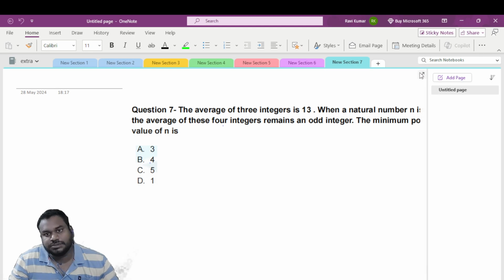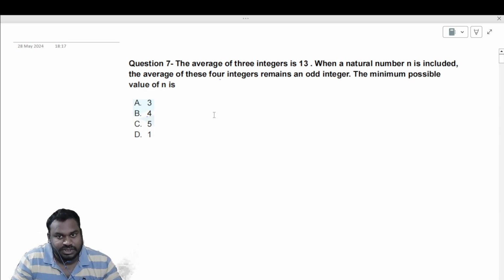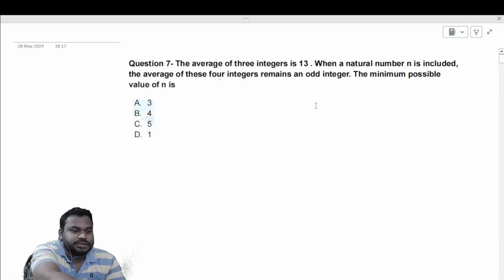So this is one of the questions given in the CAT exam. To understand the concept is easier. The average of three integers is 13. When a natural number n is included, the average of these four integers remains an odd integer. The minimum possible value of n is?